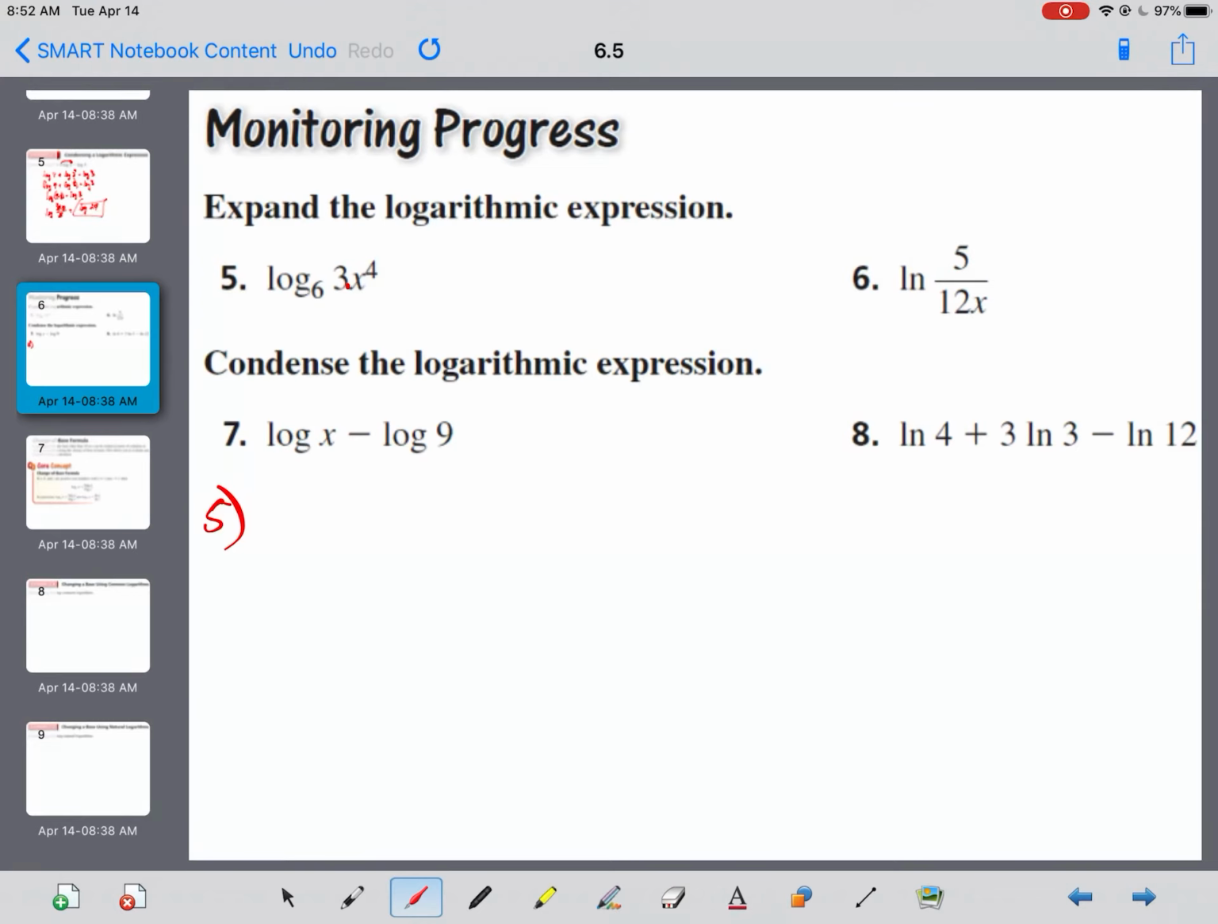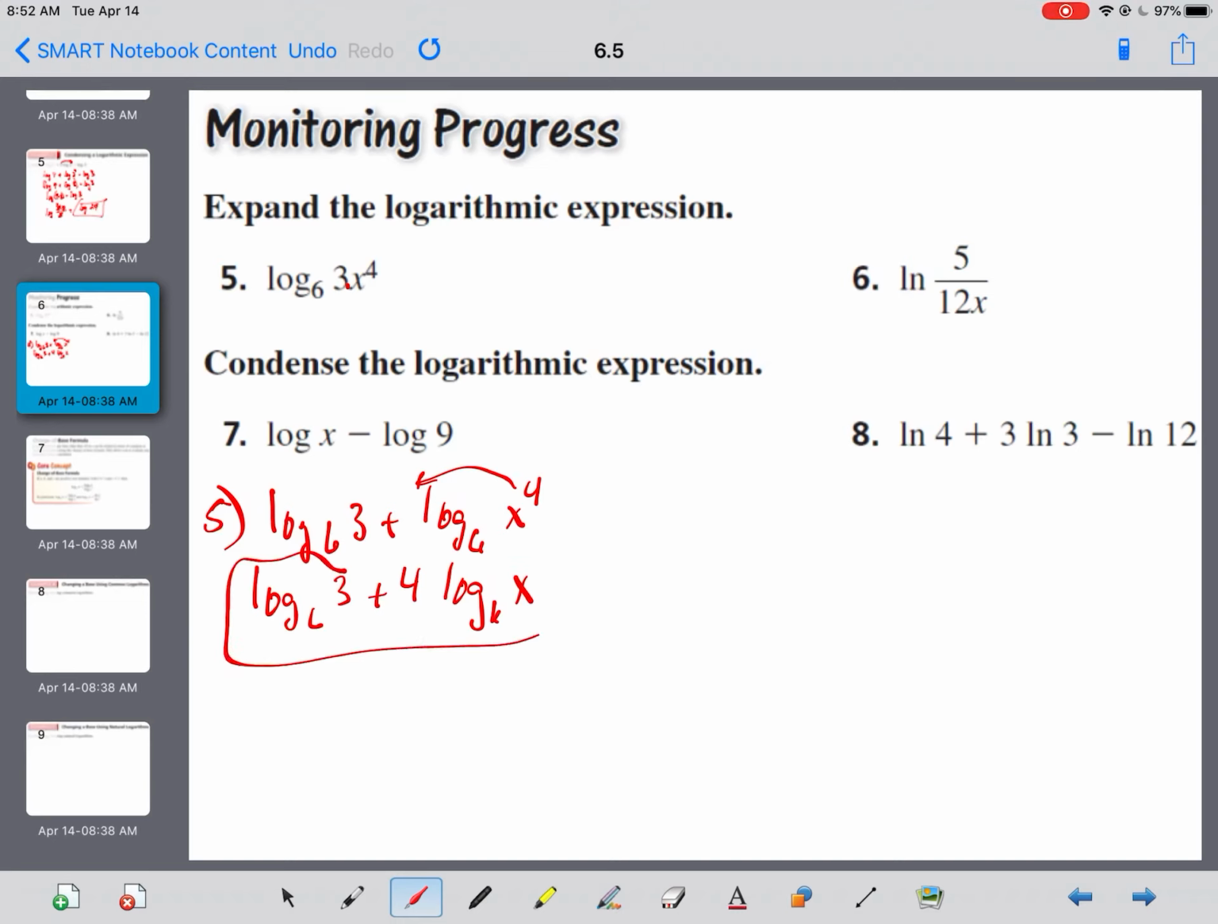All right, number 5. It's times, so I'm going to break that part apart first. The exponent of 4 is not on both, so I can't bring it out in front yet. I have to separate them. So log base 6 of 3 plus log base 6 of x to the 4th, and then we can bring it out front. So log base 6 of 3 plus 4 times log base 6 of x.